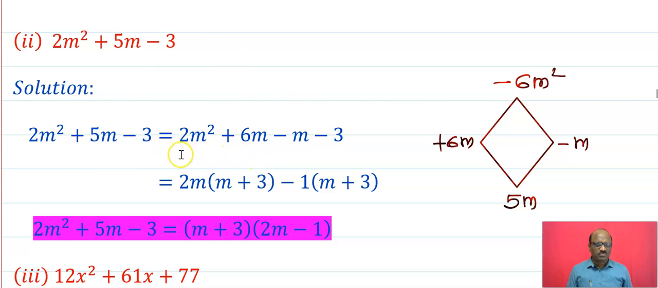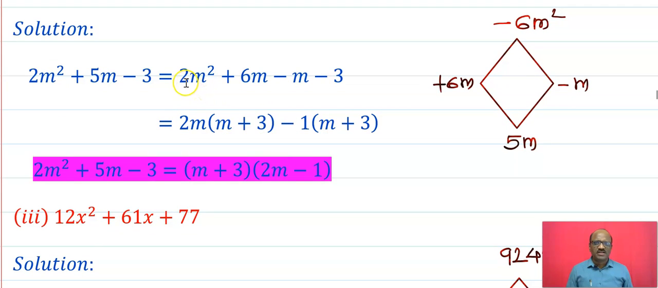Now take the common from the first two. Now we take the common from the first two. The numbers common first. 2 will come from here and 6 can be written as 2 into 3. Therefore, 2 is common. Again, variable m is also common. 2m in bracket, m plus 3. From the last two, no number, no variable.